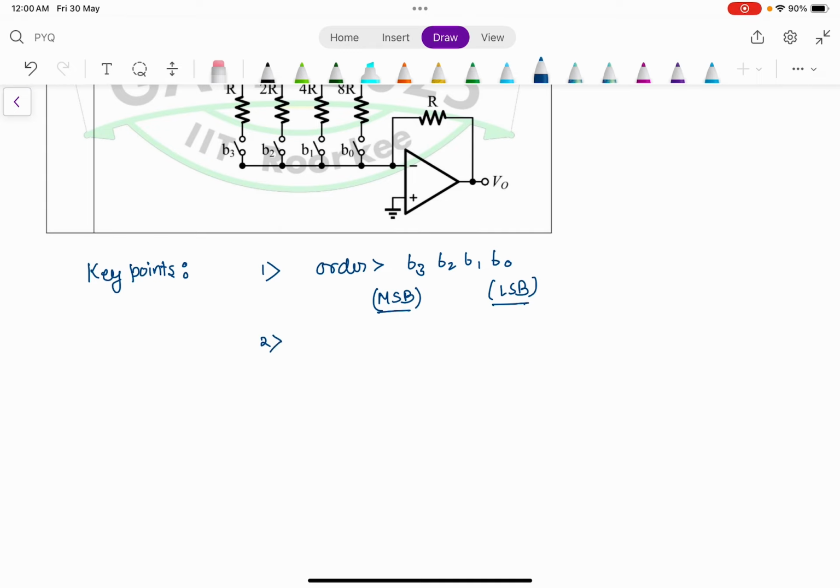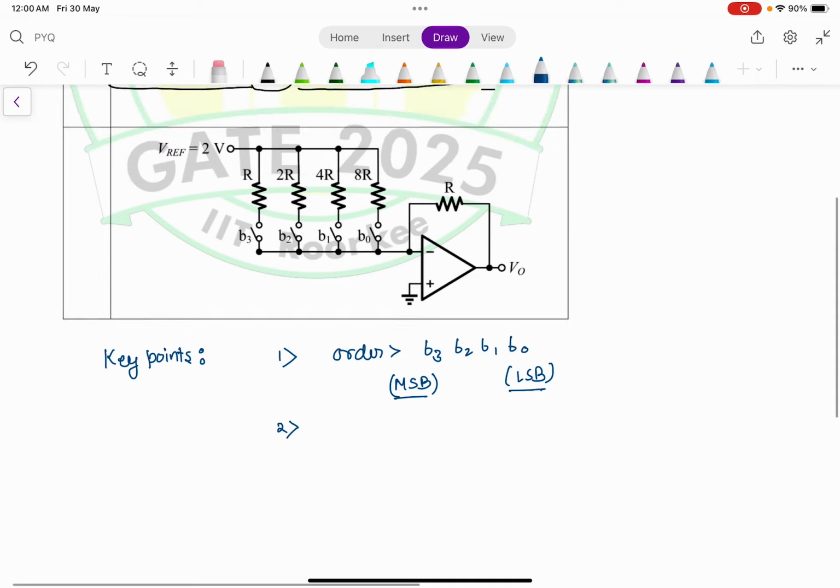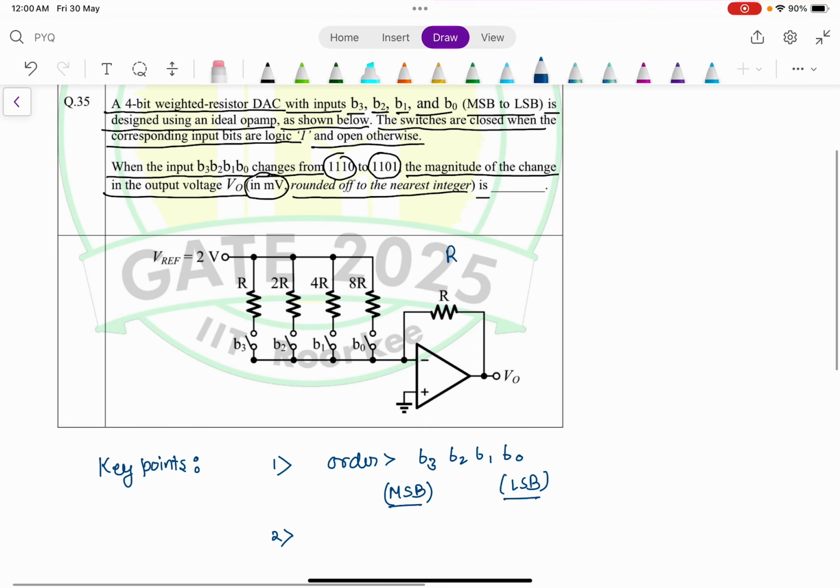And the second important thing: it looks like an R-2R ladder, but it's not, because an R-2R ladder has resistances here, here, here and here. So it is not an R-2R ladder. Most of the time students get confused between an R-2R ladder and this general type of op-amp circuit.